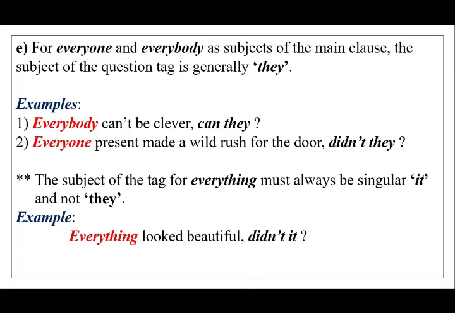Now look at this point, or the rule. The subject of the tag for everything. Everyone or everybody denotes human beings, and everything means objects. The subject of the tag for everything must always be singular it, and not they. Look at the example. Everything looked beautiful, didn't it? Everything means object. That's why the subject of the question tag will be it. Everything looked beautiful, didn't it?